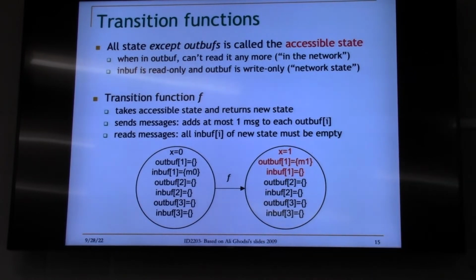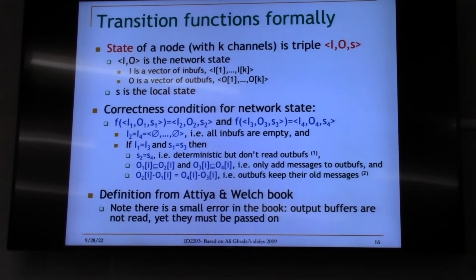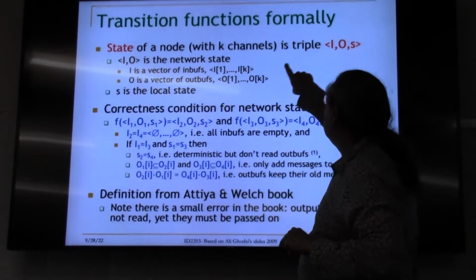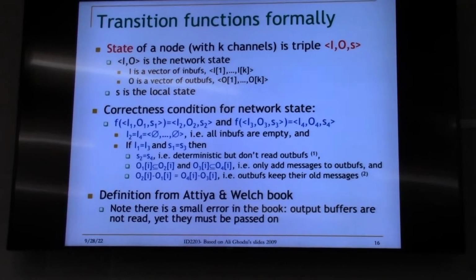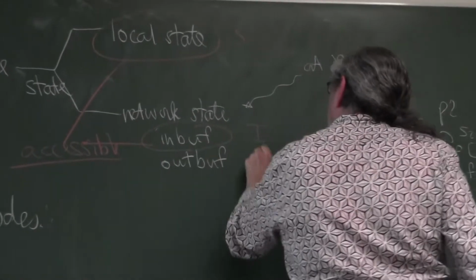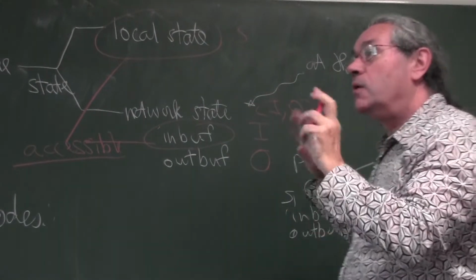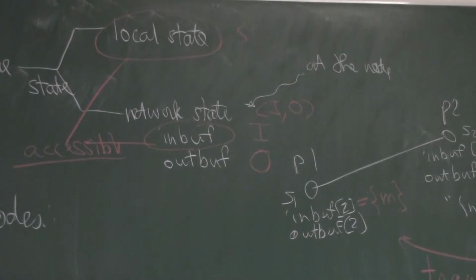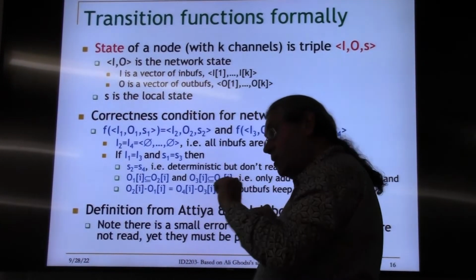Okay? And now I'm going to show you the most complicated slide of today, but it's actually intuitive, which I'll explain. So the state of a node is a triple, I, O, and S. So S is the local state, I is a vector of inbuffs, and O is a vector of outbuffs, and the network state is a pair I-O. Okay? Fine. And little s can be very big, can be lots of variables. And I and O are vectors, because each channel has one buffer.